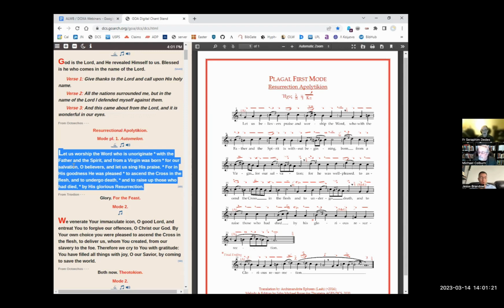Go ahead. Well, I definitely understand the difference, but what would happen if, for some reason, the GOA decided to start using Father Ephraim Lash's translations? What changes would you have to make? Would you change the numbering so that his began with a 1? You would go in and change those things around. Yes. Okay. Is that complicated?